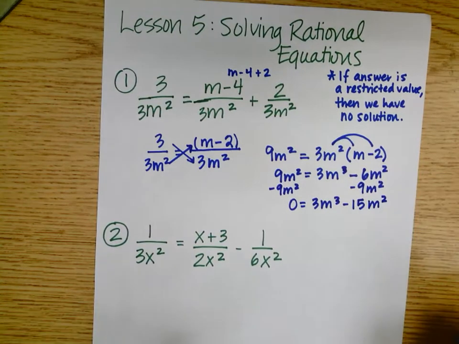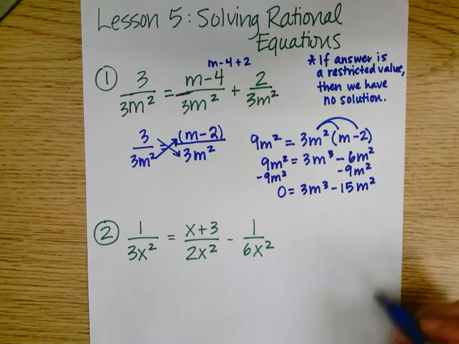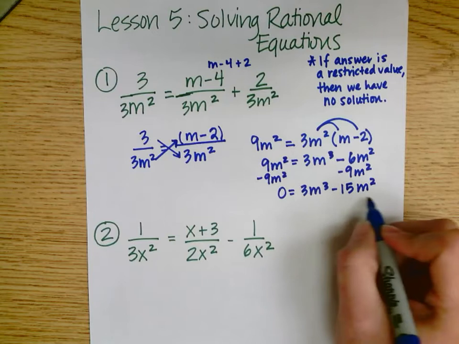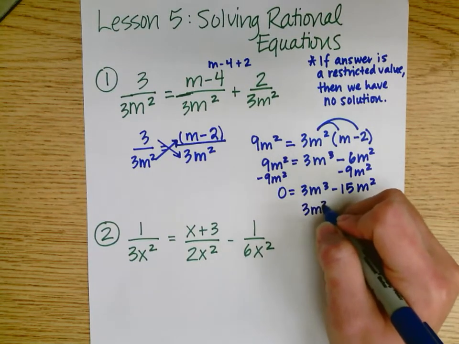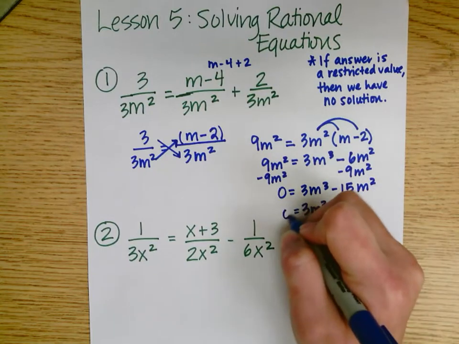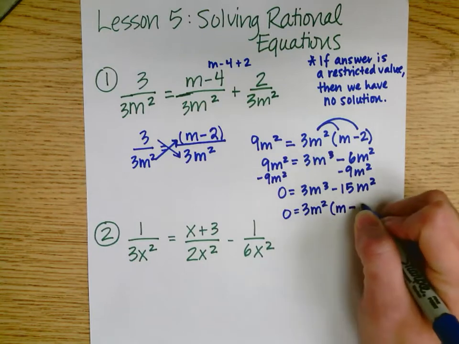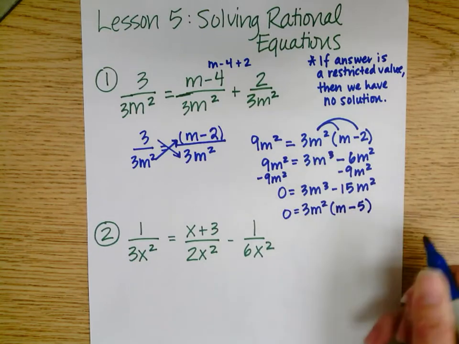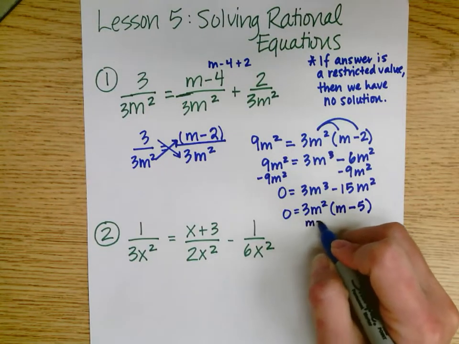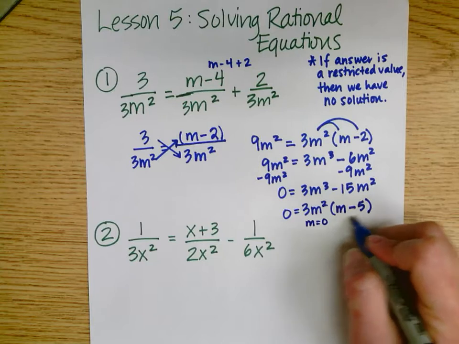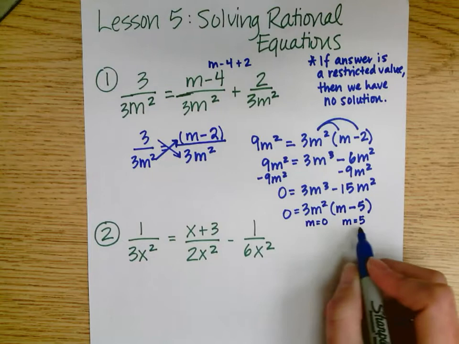Now, I'm going to think about, and again, this goes back to the whole factoring everything. I think about greatest common factor. I think, well, I can pull out a 3 and I can pull out an m squared. I know it equals 0 right now. So this is going to be m minus 5. And then I figure out, well, what value is going to make this equal 0? m. So m equals 0. And what value makes this equal 0? m equals 5. So I have two answers right now.